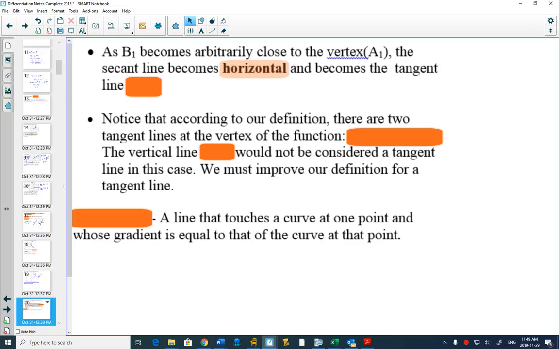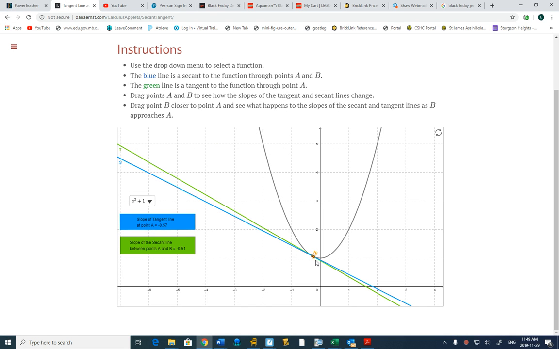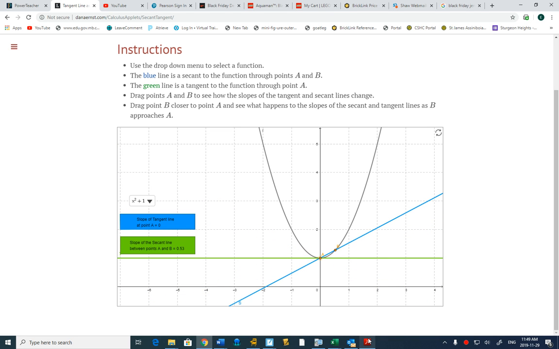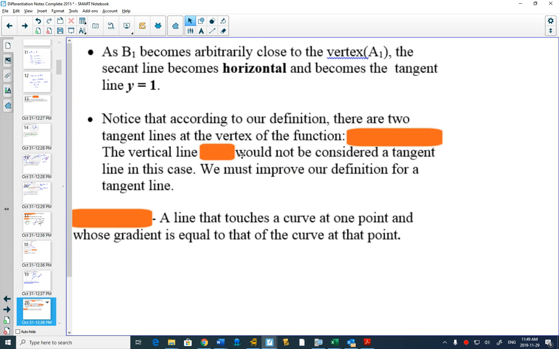Okay. So, if we chose the vertex, go back to the app that we did. I'm going to get right to the vertex. Does it make sense that your tangent line is horizontal at the vertex? Yes. And so as we drag this here, it also becomes closer and closer to horizontal. Perfect.